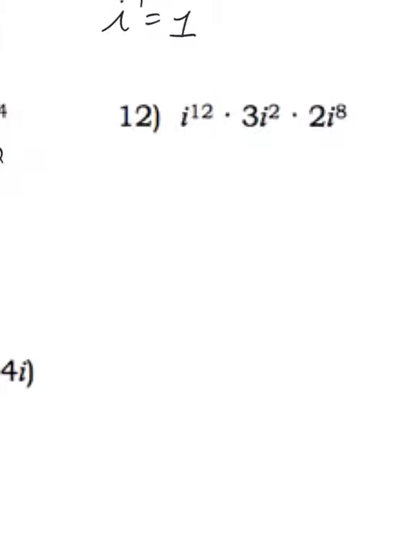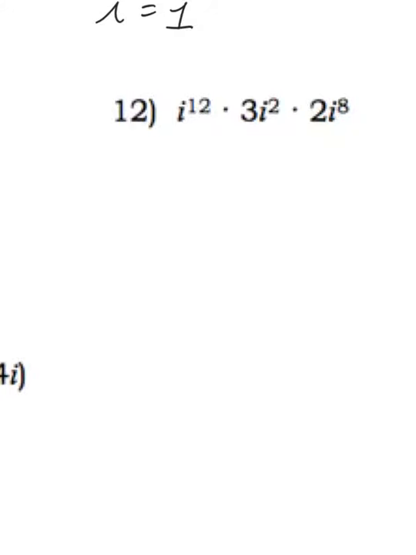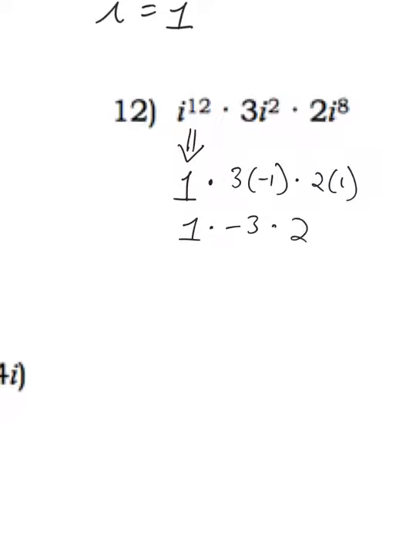Number 12. 12 is a multiple of 4, so this is 1. i squared is equal to -1. i to the 8th is a multiple of 4, so this is 2 times 1. What I end up having here are 3 real terms. My answer for this is going to be -6.